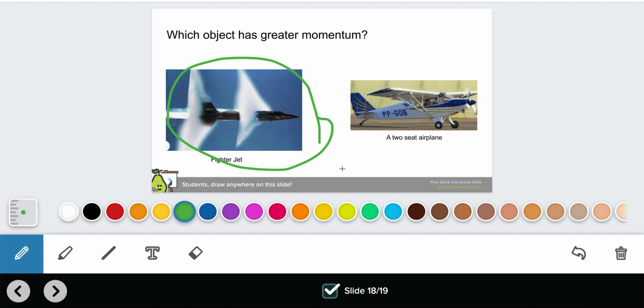Fighter jets are super fast, and when you see a fighter jet have this white kind of cone cloud around it, it's going so fast it's breaking the sound barrier, it makes a sonic boom, and it creates a whole bunch of water vapor around it from its insanely fast acceleration. And this little two-seater airplane can definitely not break the sound barrier. So this fighter jet is absolutely the winner of having the greatest momentum out of these two.